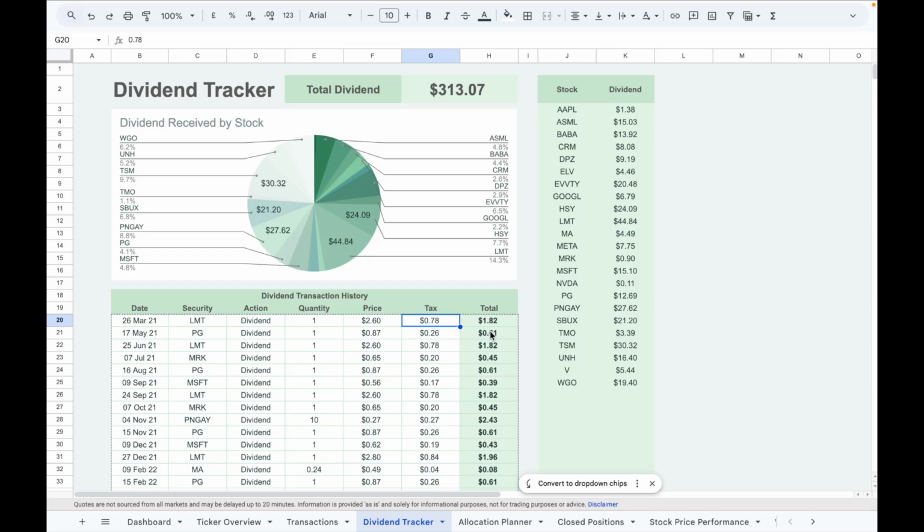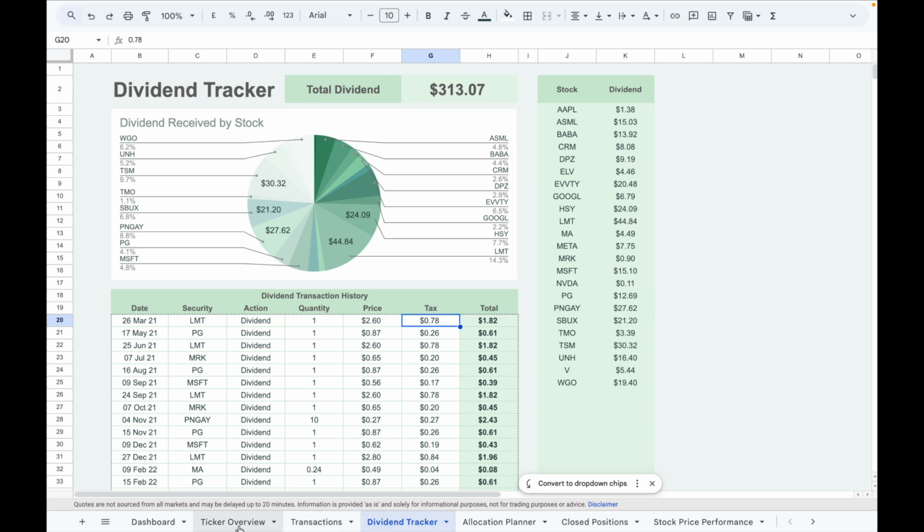Once dividend transactions are entered, the table on the right will display each stock that has paid dividends and the total dividend received for each one. The pie chart on the left shows the dividend distribution percentage by stock, helping you identify which stocks contribute the most to your dividend income. The total dividend income is displayed at the top.